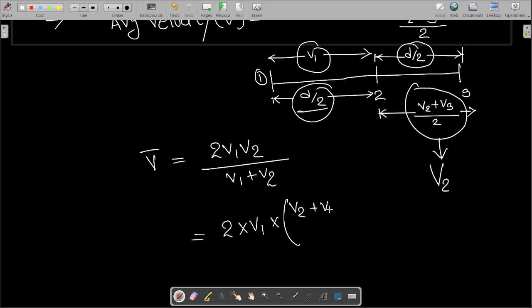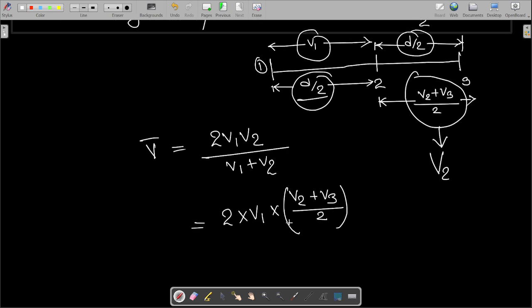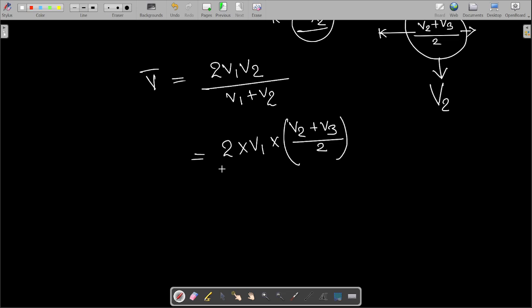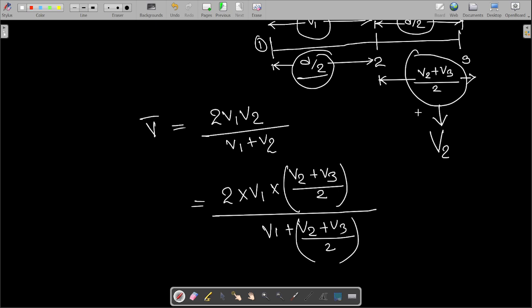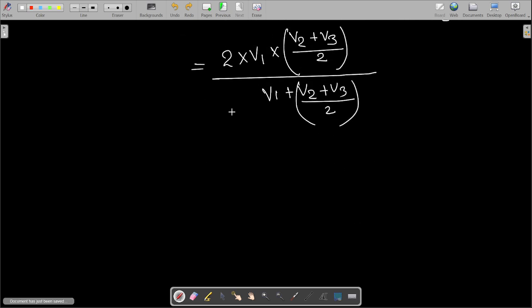v2 plus v3 by 2 is the velocity of the second portion, and v1 is the velocity of the first portion, divided by v1 plus v2 plus v3 by 2, that is here. And what is the velocity of the second portion? That is v2 plus v3 upon 2 from point 2 to point 3. That is what I put here.